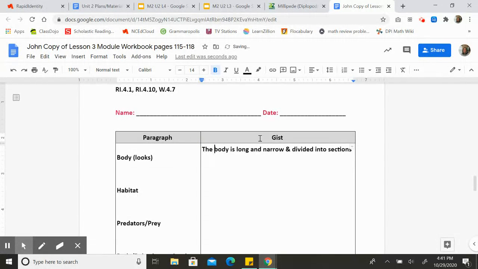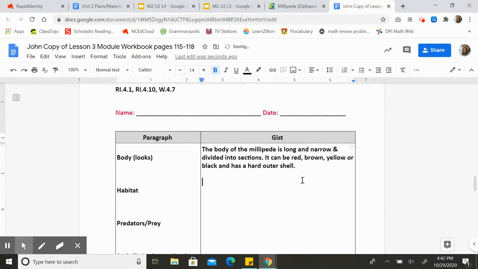The body of the millipede, because I need to make this the gist, right, is long and narrow and divided into sections. It can be red, brown, yellow, or black, and has a hard outer shell. That would be called an exoskeleton. Okay, so there's that section.